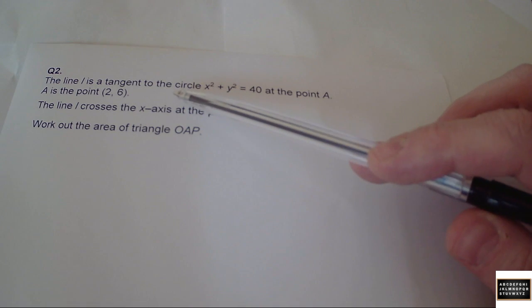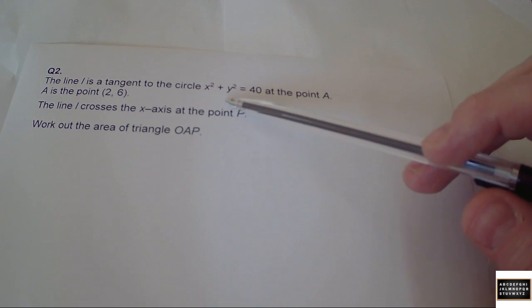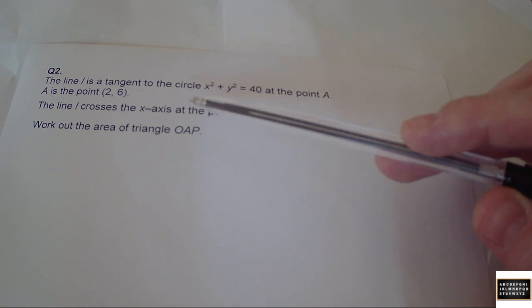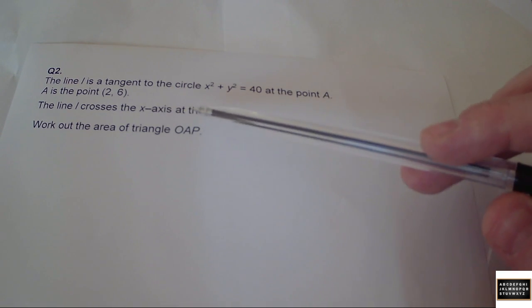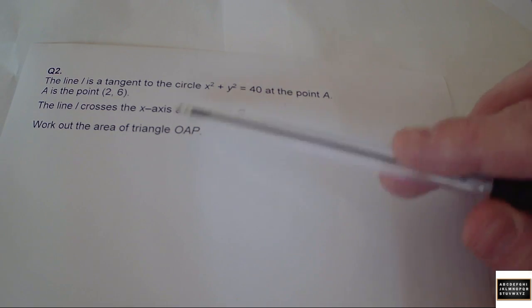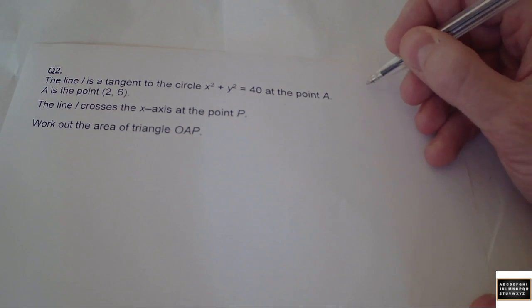So the line L is a tangent to circle x squared plus y squared equals 40 at the point A, and A is the point (2, 6). The line L crosses the x-axis at the point P. Work out the area of triangle OAP. So there's quite a lot of information in that question.